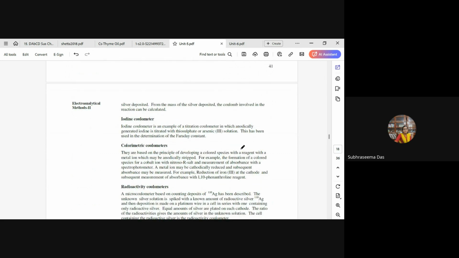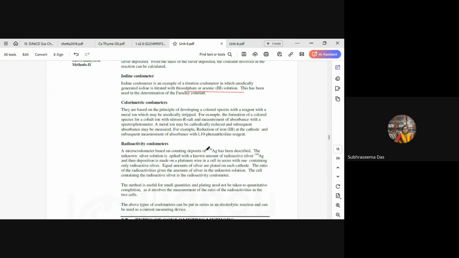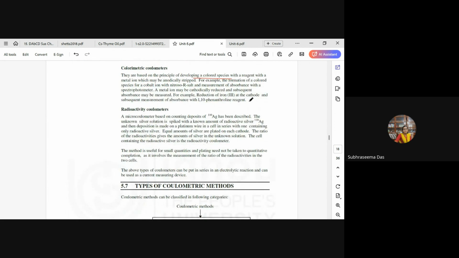Then we also have the iodine coulometer. This iodine coulometer is an example of a titration coulometer in which anodically generated iodine is titrated with thiosulfate or arsenic solution. This has been used in the determination of the Faraday constant. Then we also have colorimetric coulometers, which are based on the principle of developing colored species upon reaction with a reagent and the metal. As a colored species is developed, the metal ion may be cathodically reduced and the absorbance can be measured. An example is reduction of iron at the cathode and measuring its absorbance with 1,10 phenanthroline reagent.